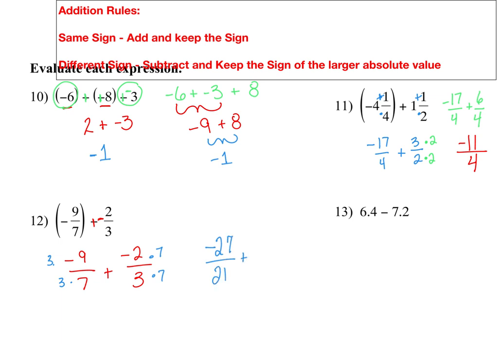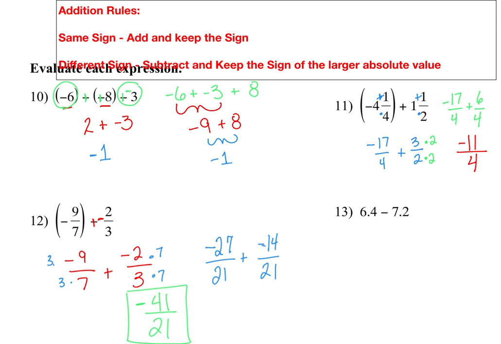-27/21 plus -14/21. Remember, once I have my common denominator, that is my denominator. I'm adding the same signs, so I'm just going to add them. 27 plus 14 is 41. They were both negatives, so my answer is going to stay negative.